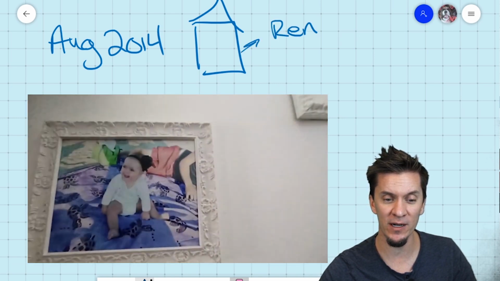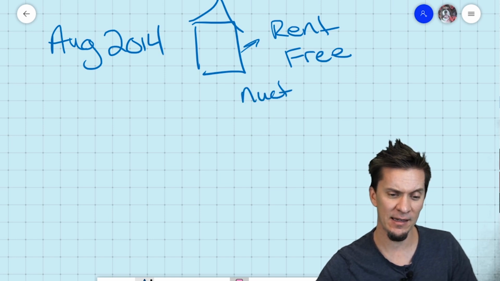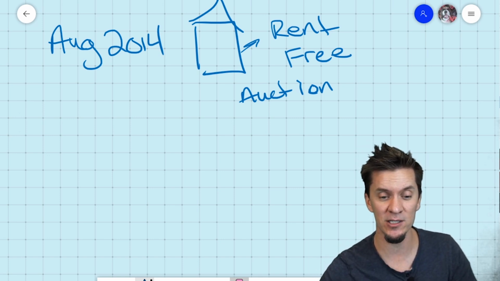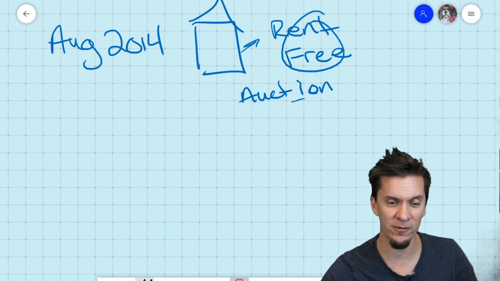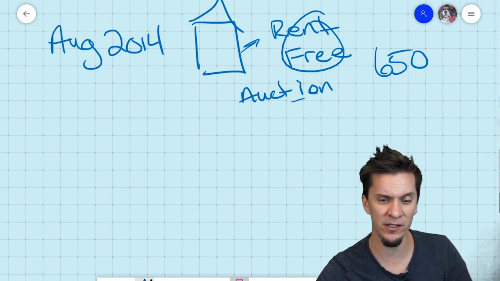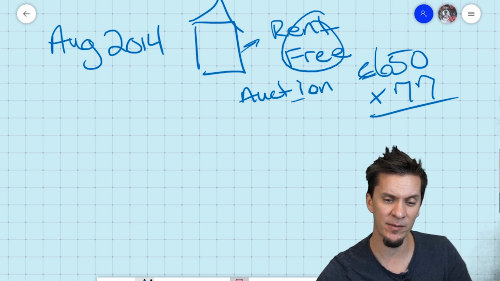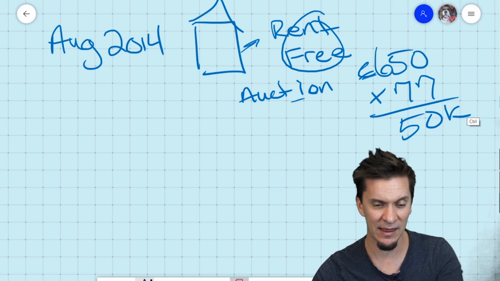We were now rent-free because we bought it on auction, and that auction was cheap enough that we were now mortgage-free too. We didn't have to get a mortgage on it. It was a really, really cheap house. We are happy. We are rent-free. So last video I calculated that we were at like 650 euros of savings every single month, and now it's been 77 months, and that is a savings of around 50,000 euro.